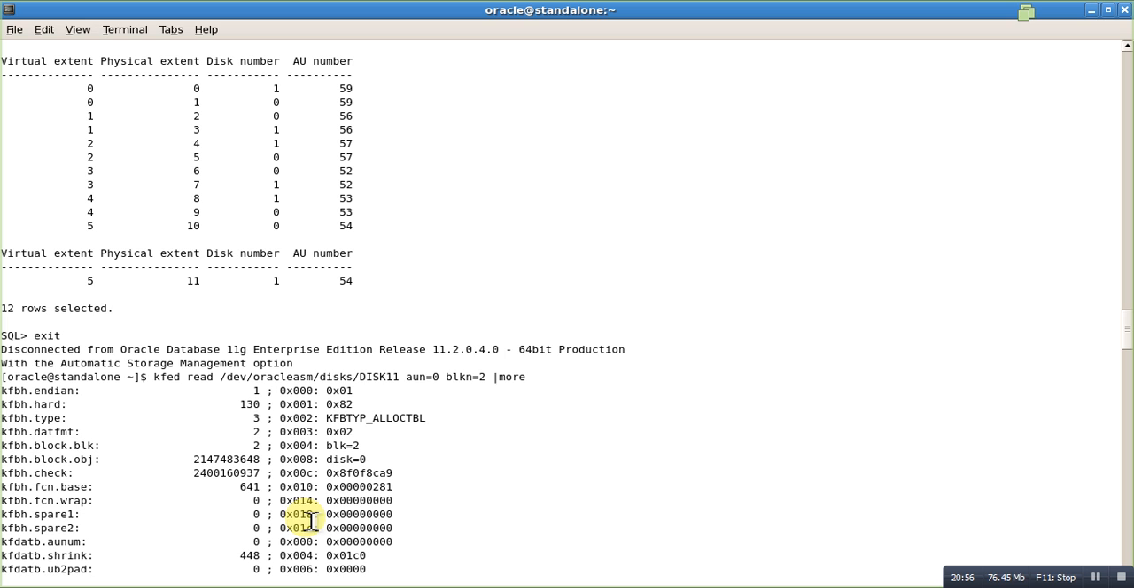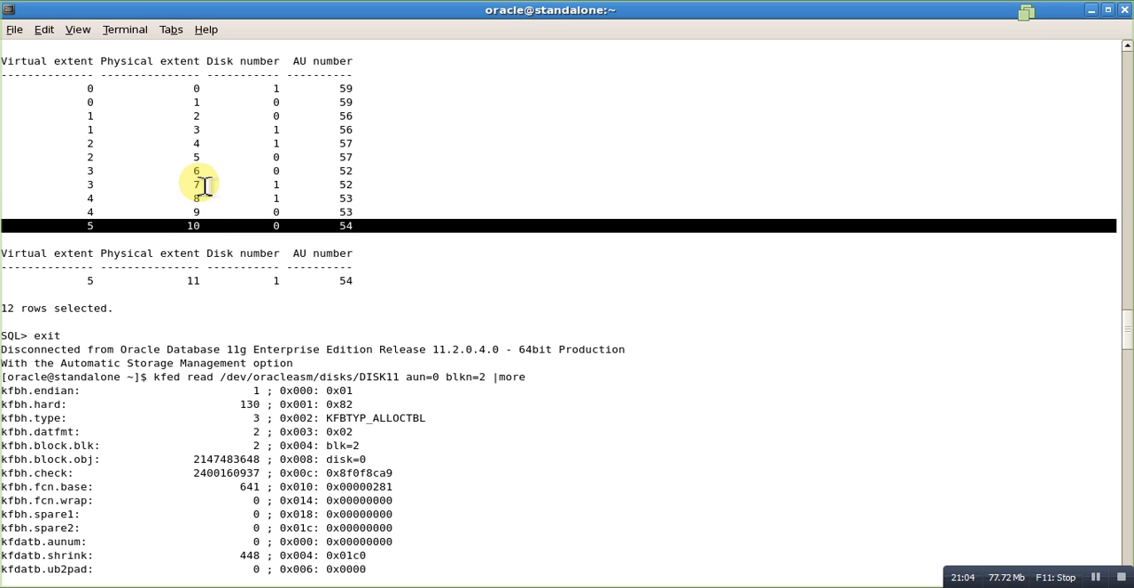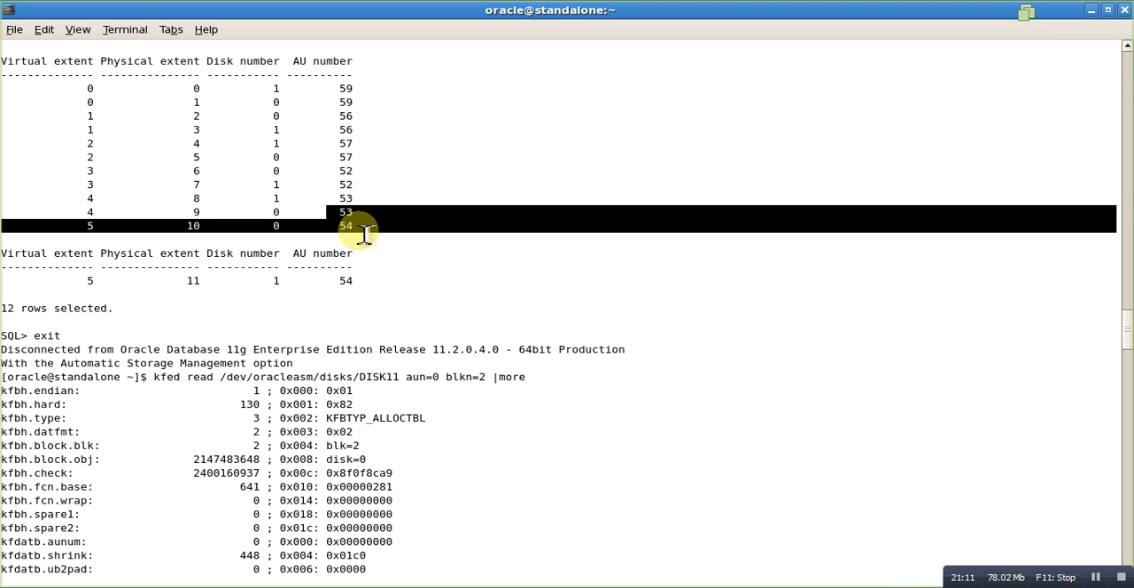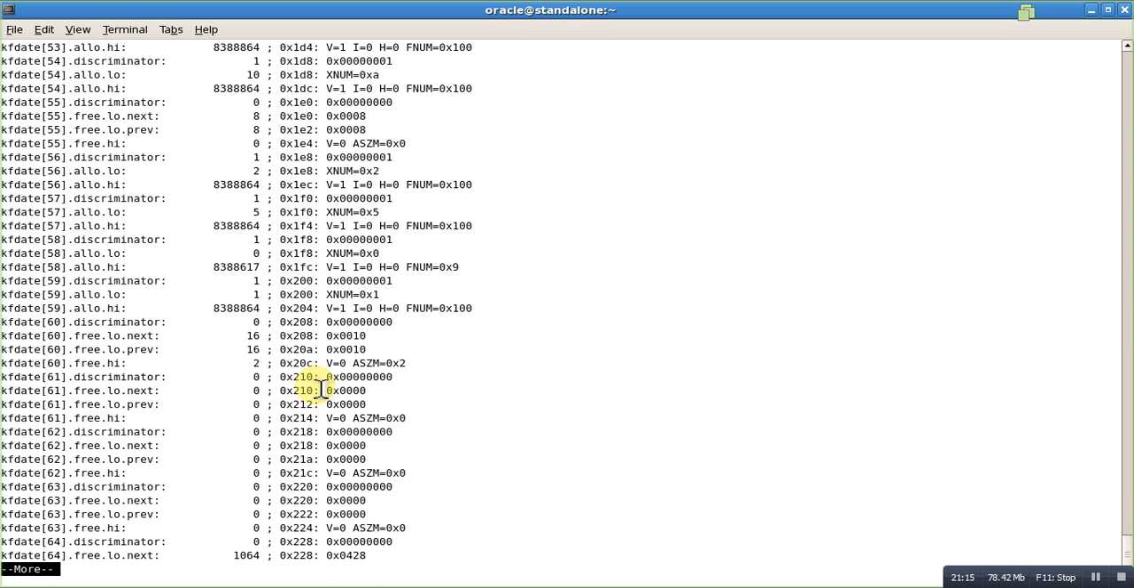Extent number 9 and 5 are also on this same disk. Let's see the extent number 9. Yes, it is there on disk 0, with 53 as the allocation unit number. Extent number 10 is also on disk 0 with allocation unit number 54. So 53, 54 is on this extent number.